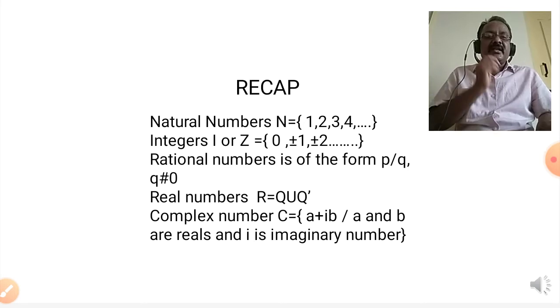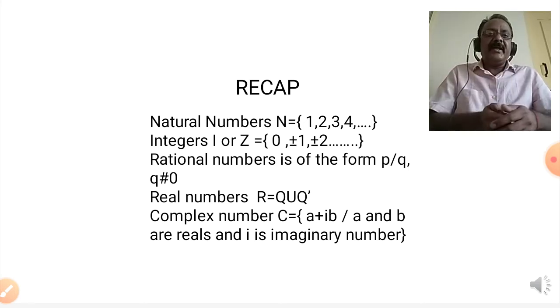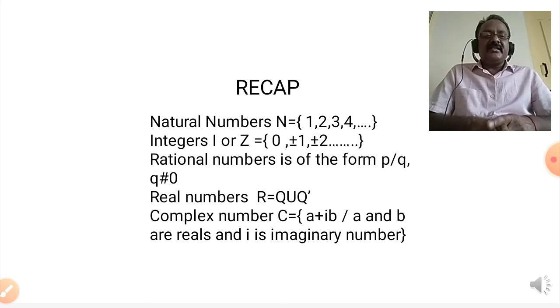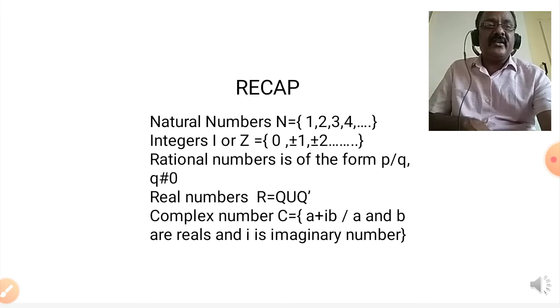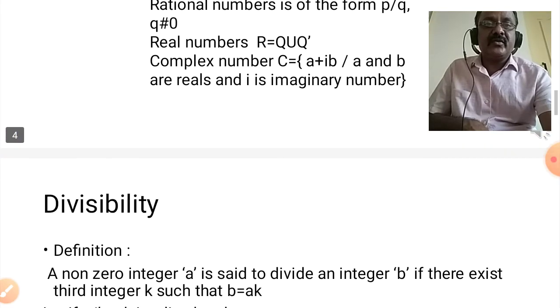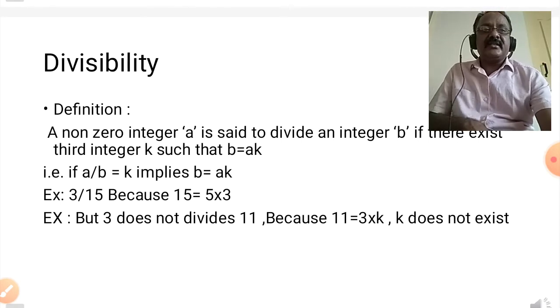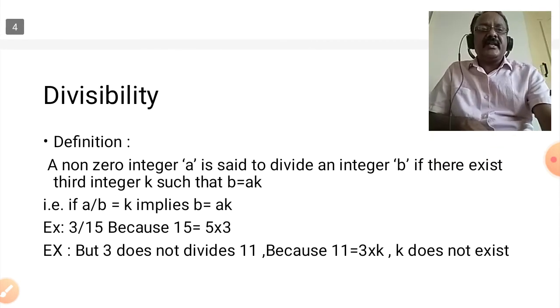And a real number is a union of rational and irrational numbers. So far we have two number systems: one is the real number system, another is the complex number system. Real is the union of rational and irrational, whereas a complex number is of the form a plus ib. Here a is the real part and b is the imaginary part. i is an imaginary number. The value of i is root of minus 1.